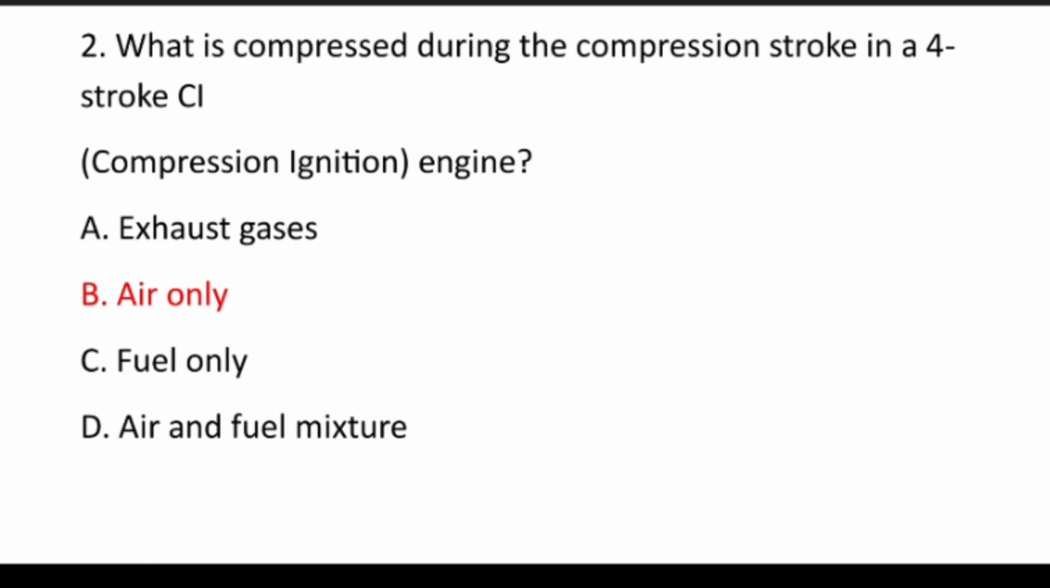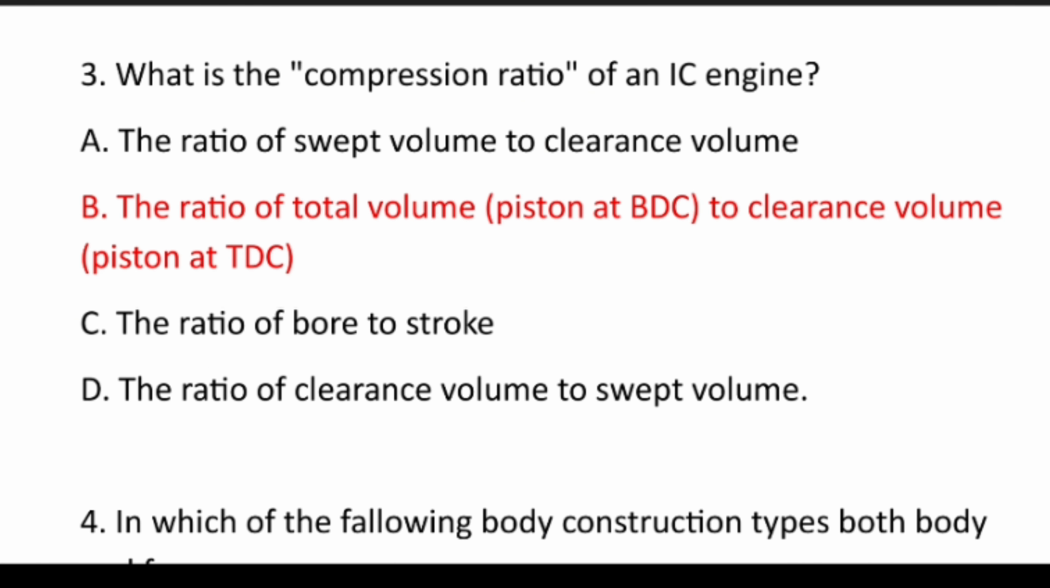Next, what is compressed during the compression stroke in a four-stroke CI, that is, compression ignition engine? The answer will be option B, air only. What is the compression ratio of an IC engine? Option B, the ratio of total volume to the total clearance volume, nothing but total volume of the piston at BDC to the clearance volume of the piston at TDC.